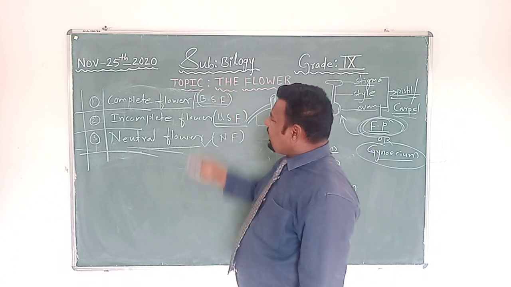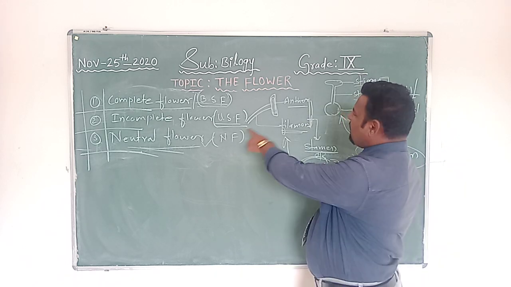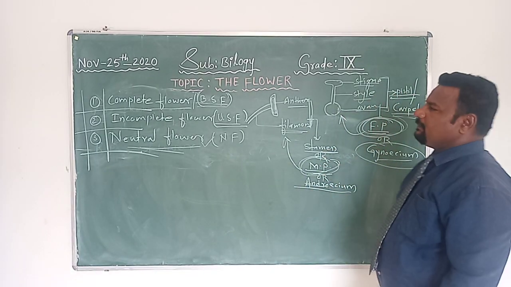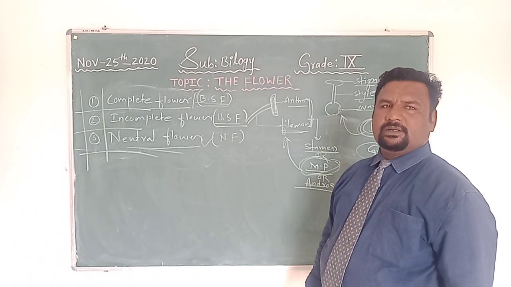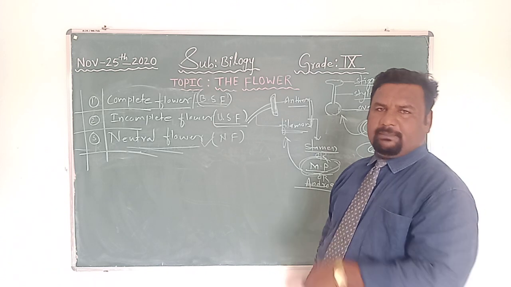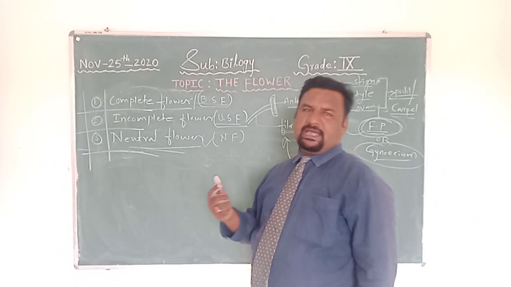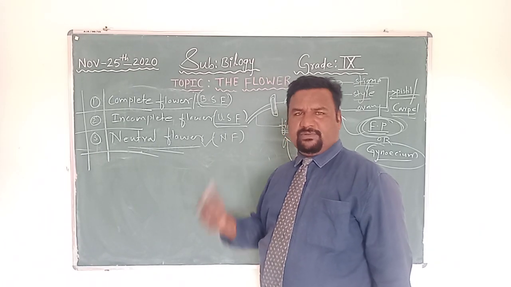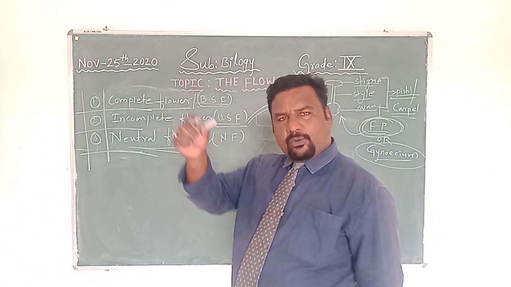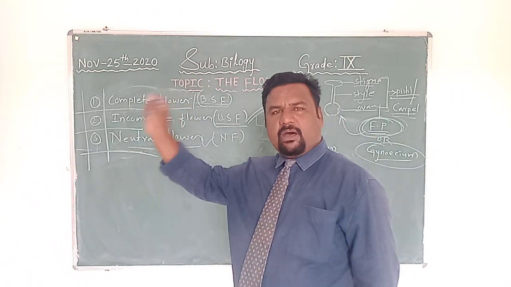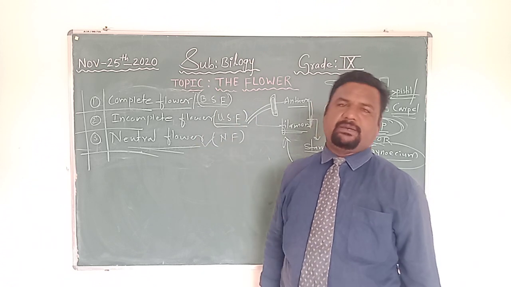How can we differentiate these three divisions of a flower? On the basis of presence and absence of this part, male part and female part in a flower. Are you able to understand? A flower has both male and female part in it. Male part of the flower is androecium. Female part of the flower is gynoecium. Androecium consists of anther and filament. Gynoecium consists of stigma, style, ovary. Stigma, style, ovary collectively we call pistil or carpel. Anther, filament in androecium collectively we call stamen.